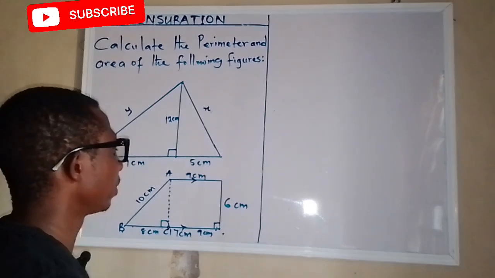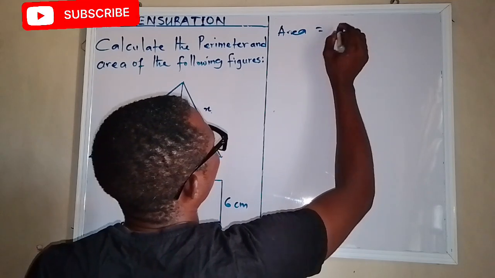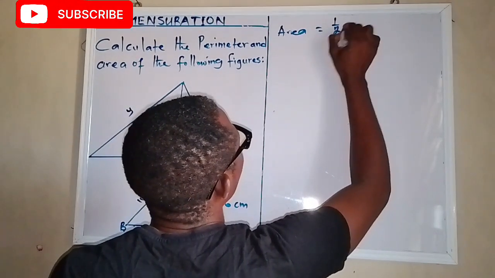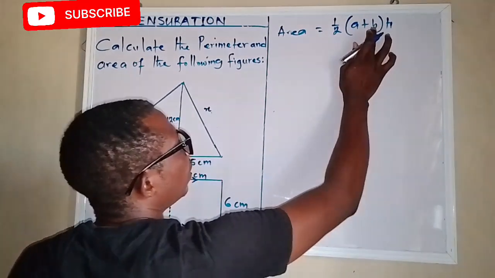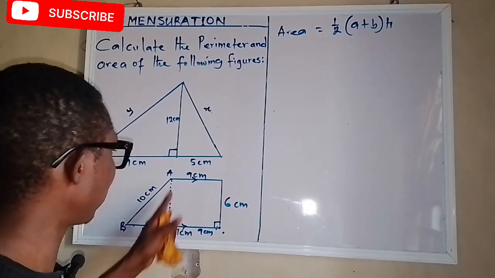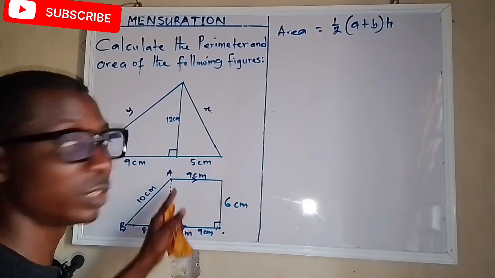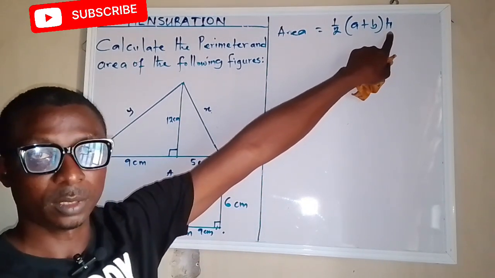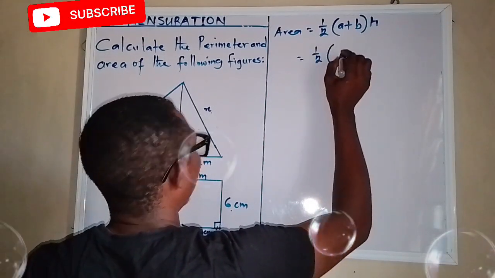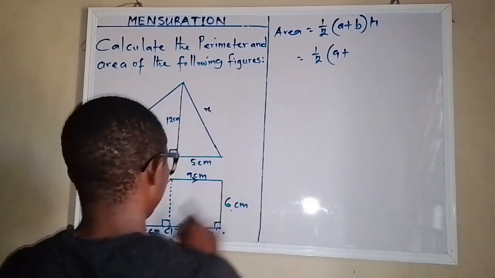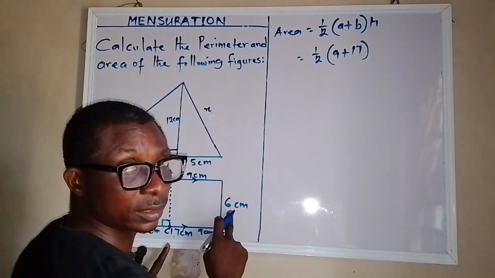Now the area of trapezium is 1/2 open bracket A plus B times H, where A and B are the two parallel sides. This is A and this is B, and the height, the distance between the two parallel lines, is H. So let's substitute here. So we have area 1/2 open bracket 9 plus B 17 times the height, which is 6.